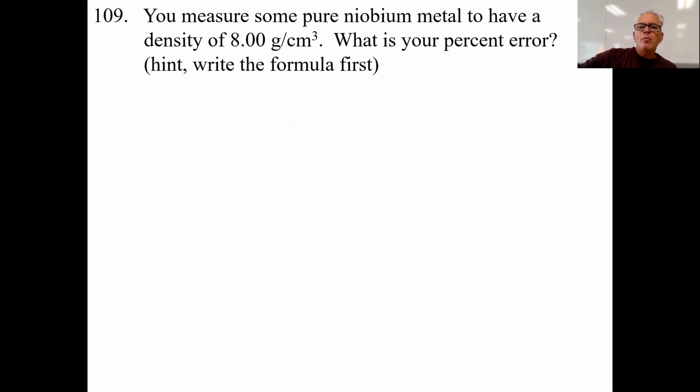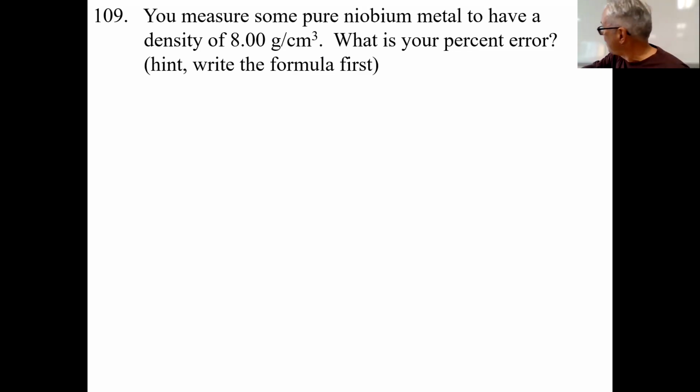Okay, you measure some pure niobium metal to have a density of 8.0 grams per centimeter cube. You measure it. That's the measured value. 3 significant figures. What is your percent error? Ooh, percent error, you got to write a new formula. See how we're jumping around? Percent error is back. Write the percent error formula, and then what the heck could be the actual value?